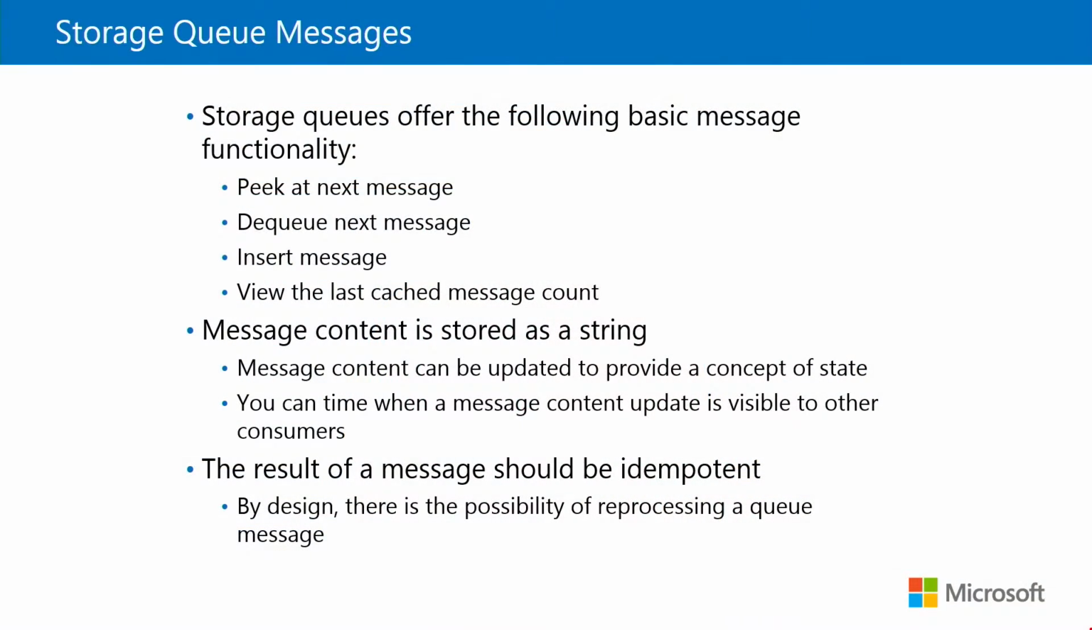All right, so what are some of the key things that we have to provide this very simple and potentially multi-access architecture for queuing? First of all, you've got certain operations within a storage queue. You have the ability to peek at the next message, so you can see the next message without actually officially interacting with it. You can dequeue the next message, so you can pop a message off of the queue. You can insert a message, obviously.